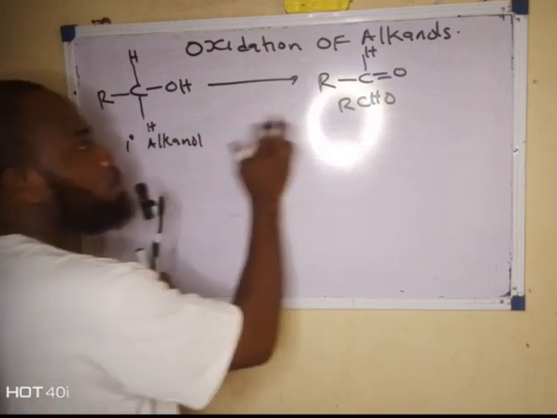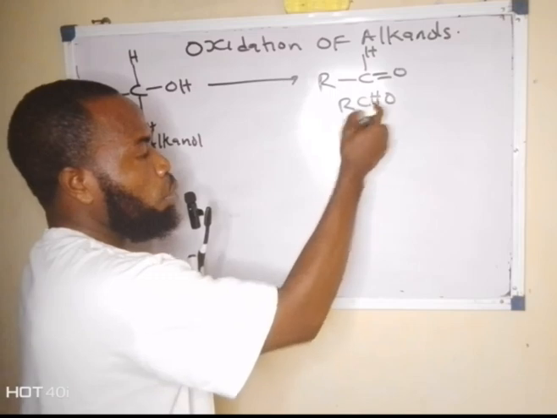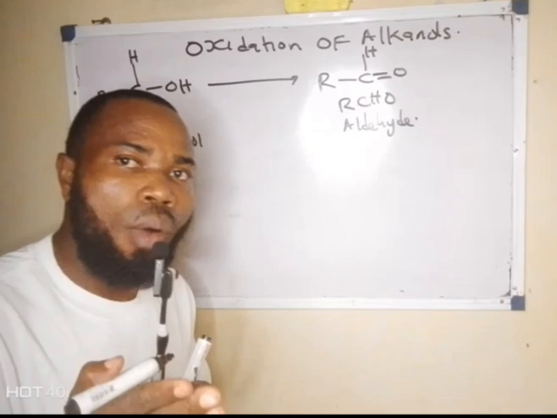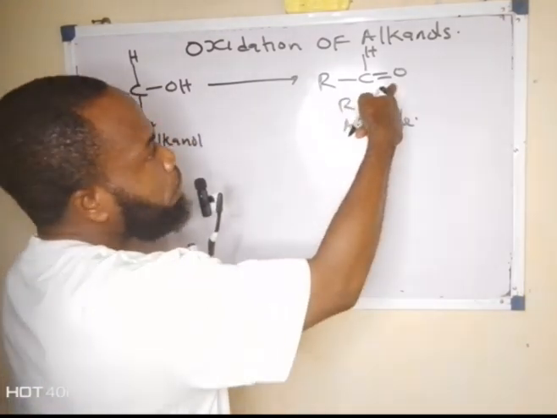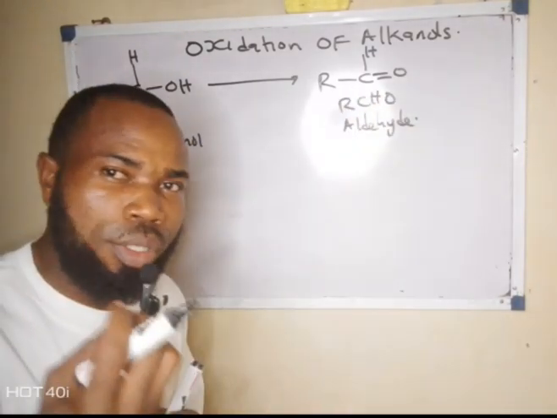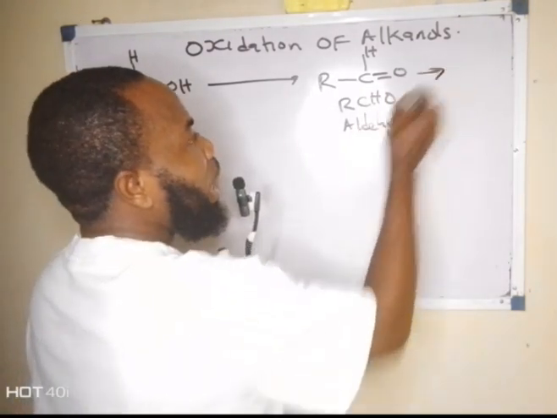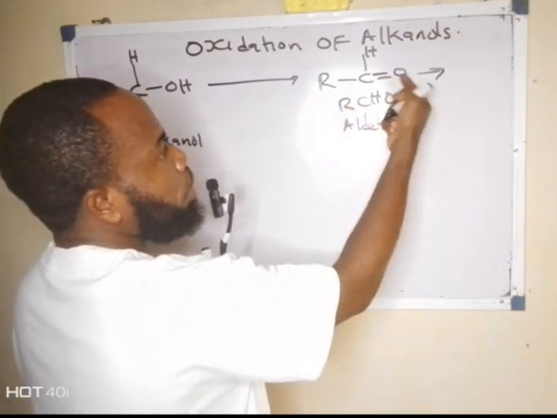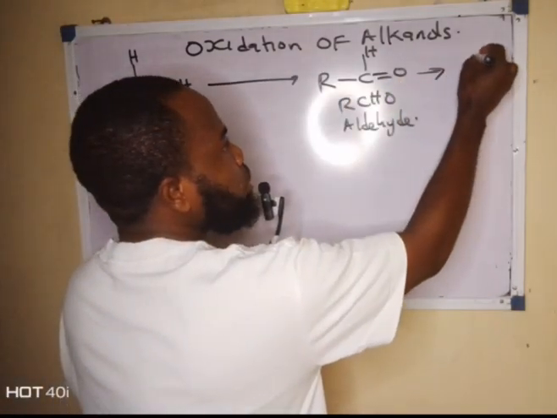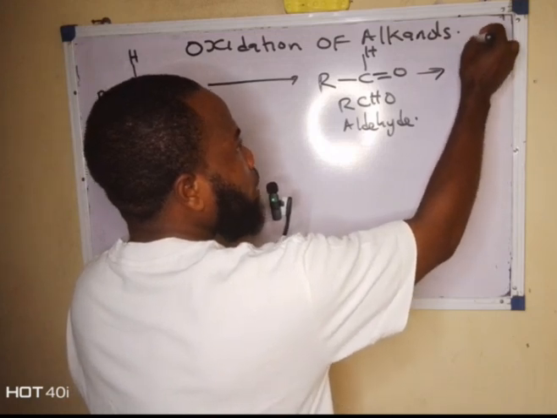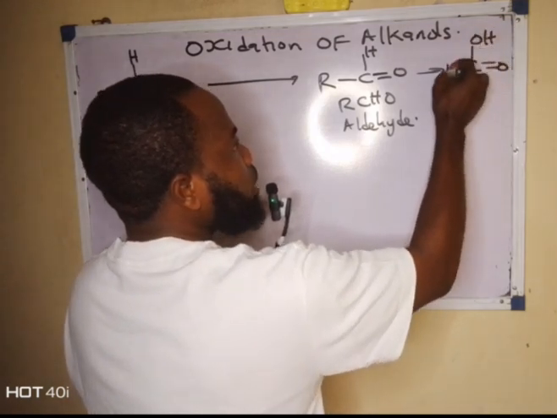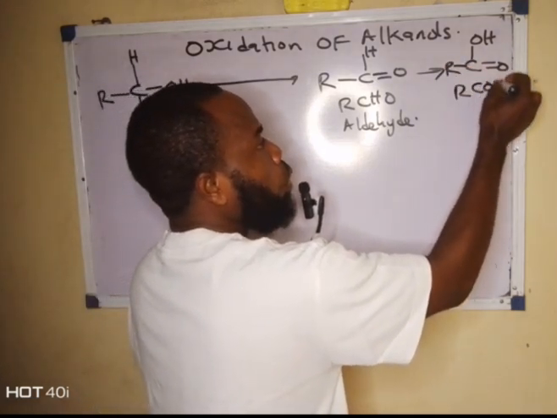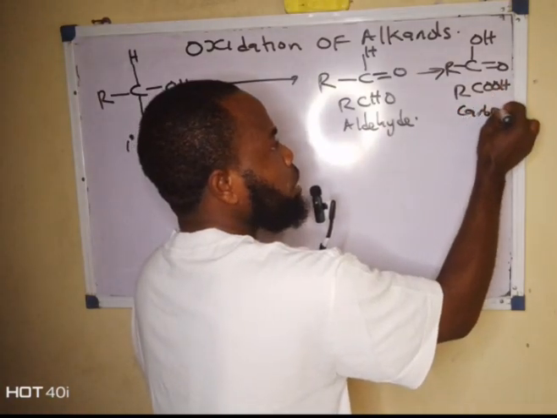So this is a primary alkanol. If it gets oxidized by a mild oxidizing agent, it's going to form an aldehyde, or you can simply say an alkanal. Now, if it's complete oxidation, that means using a very strong oxidizing agent, we are going to get a carboxylic acid or an alkanoic acid. So if this oxidizes, of course I'm adding an oxygen, it becomes C double bond O. Then of course I'm having the OH. Now this is a carboxylic acid, which is also represented as RCOOH.